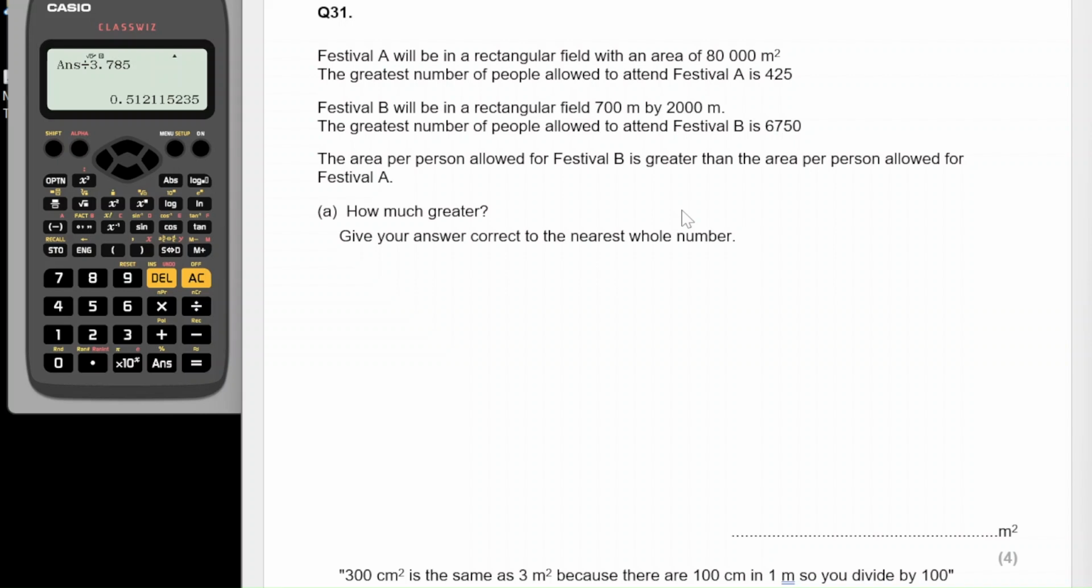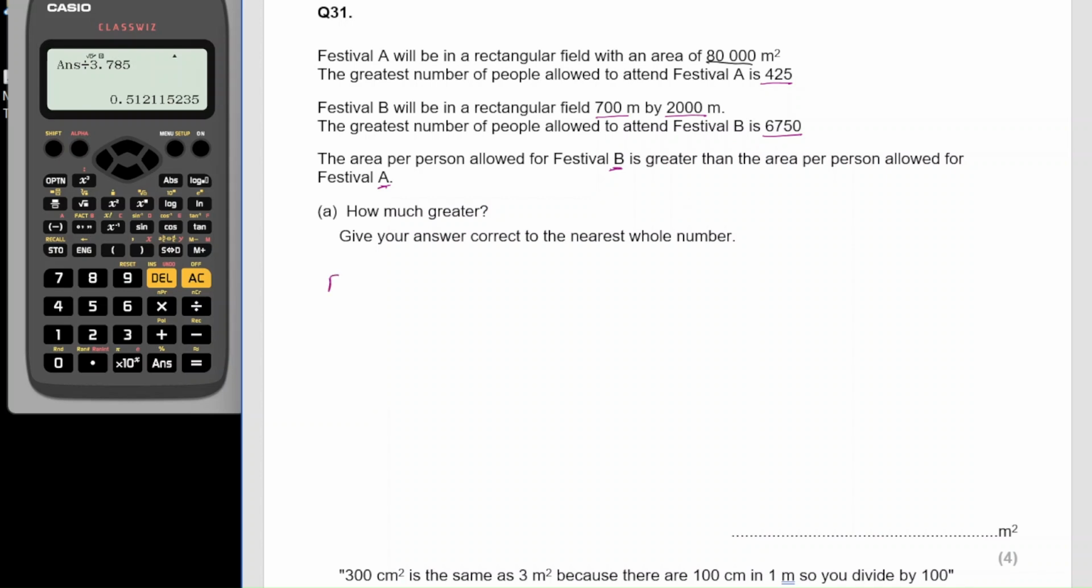Question 31. A festival will be a rectangular field of area 80,000 meters cubed. The greatest number of people allowed at Festival A is 425. Festival B will be a rectangular field 700 by 2,000 meters. The greatest number of people allowed to attend Festival B is 6,750. The area per person allowed at Festival B is greater than the area allowed at Festival A. How much greater? So we need to work out the area per person for both of them.